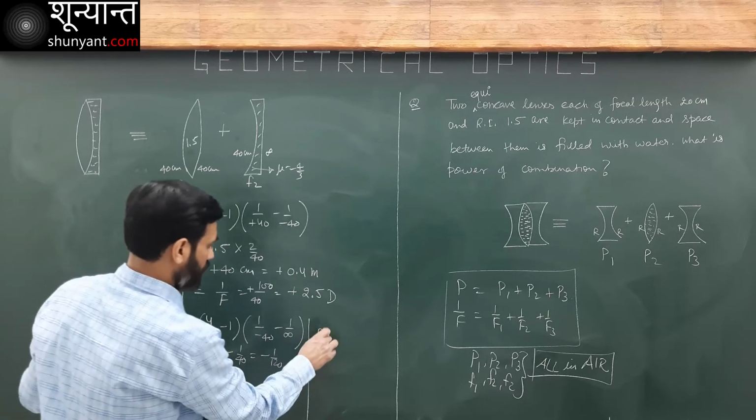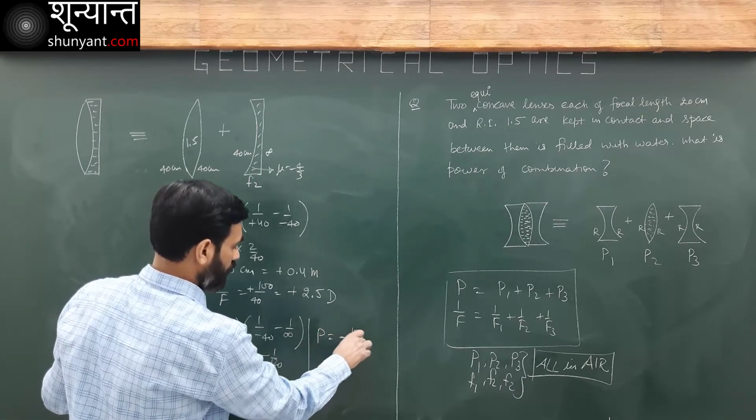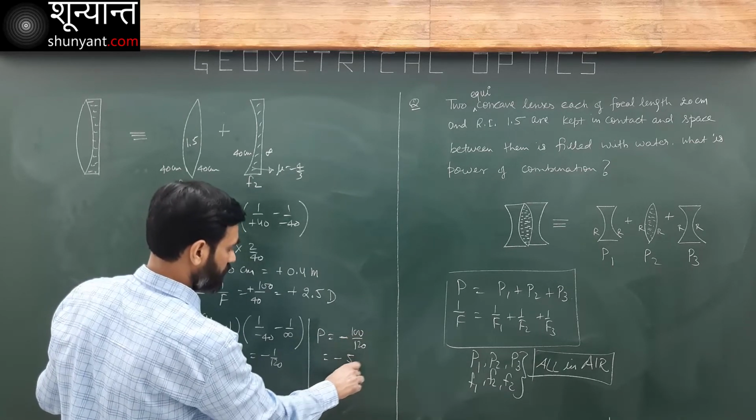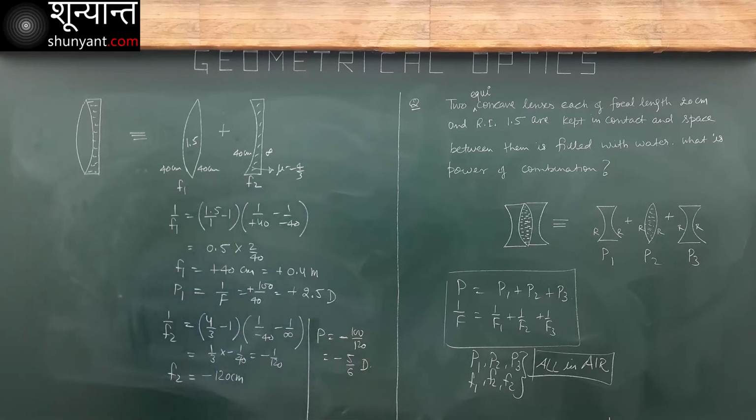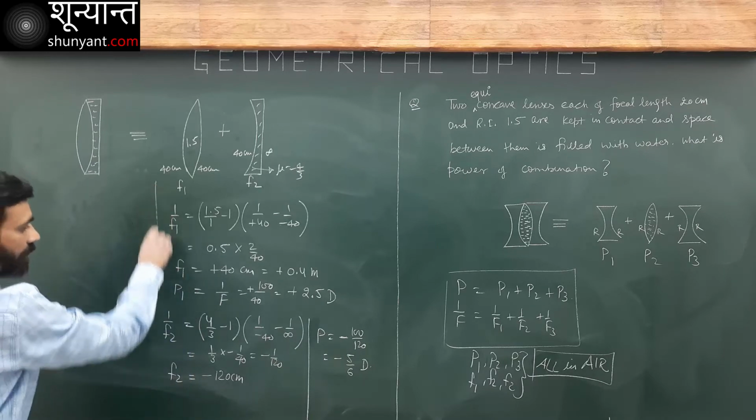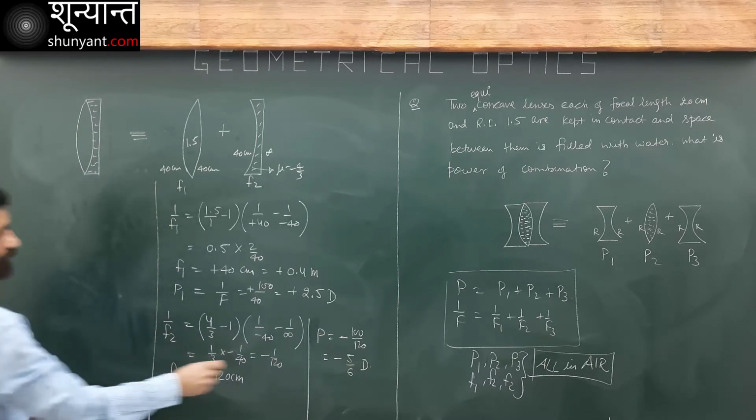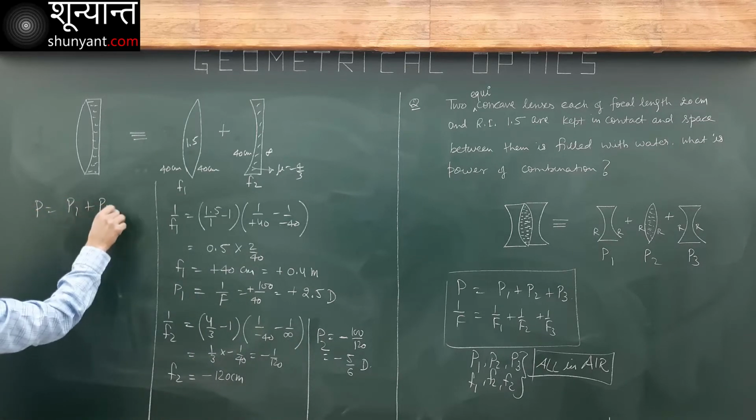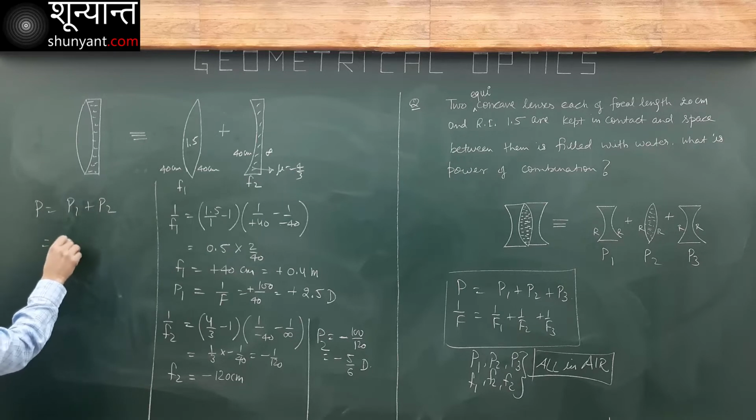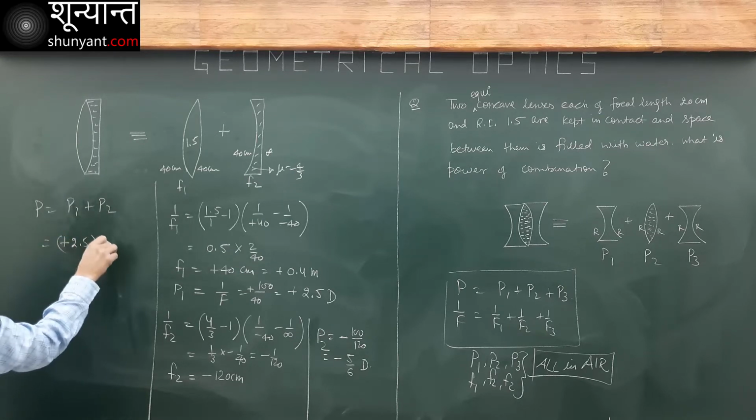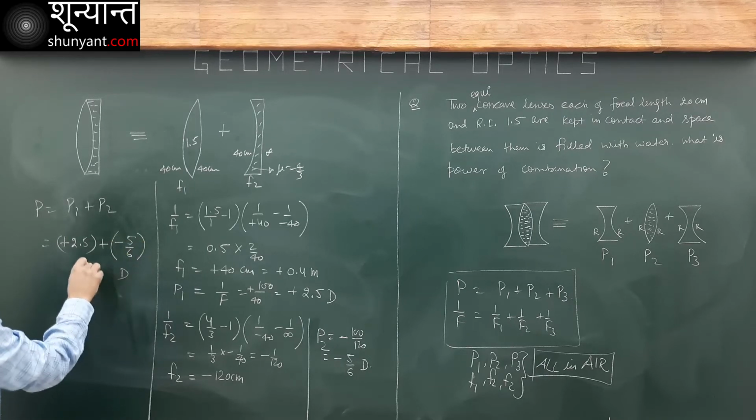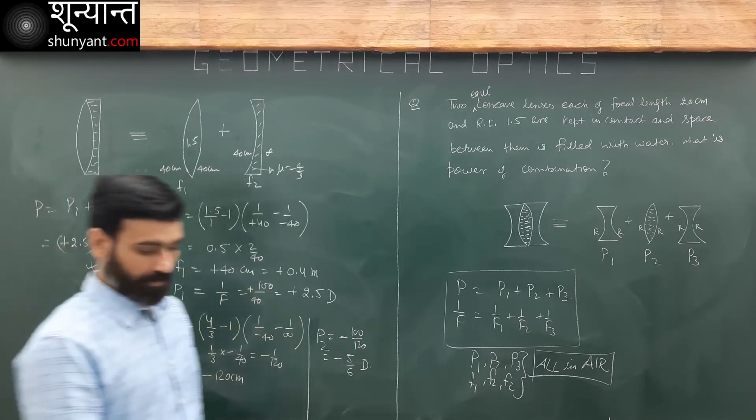So power is minus 100 over 120, which is minus 5 over 6 diopter. That's P2. Now what is the power of the combination? P1 plus P2. I put both values with sign, so plus 2.5 and minus 5 over 6 diopter. To solve it, you get the answer. Okay, that's how we do it.